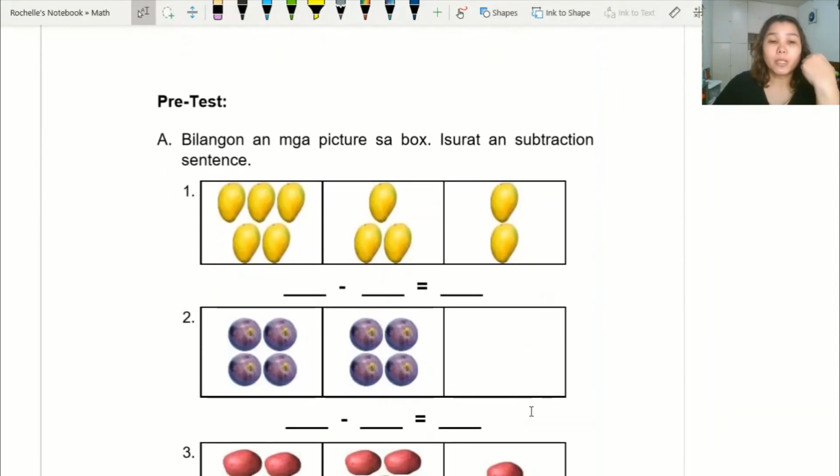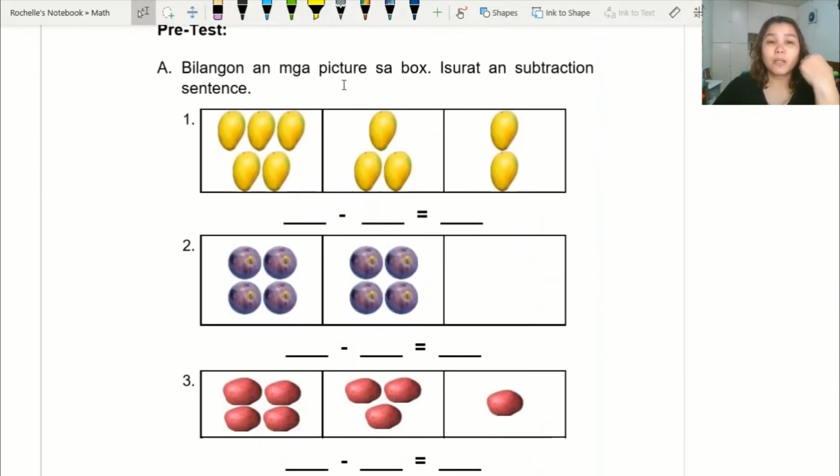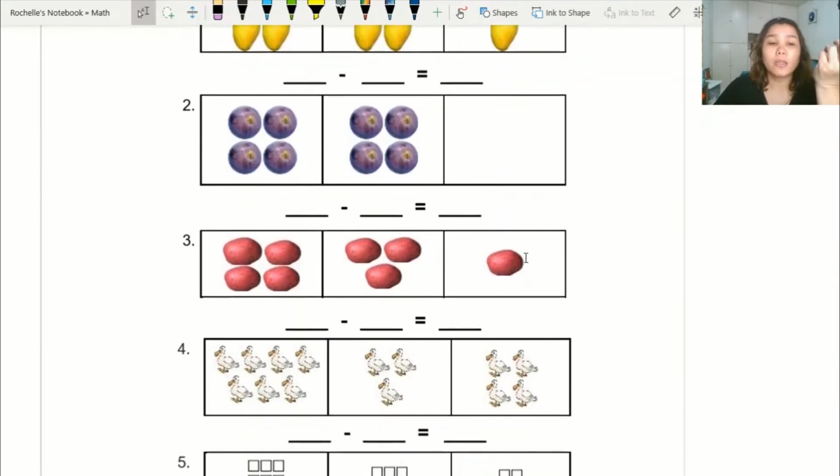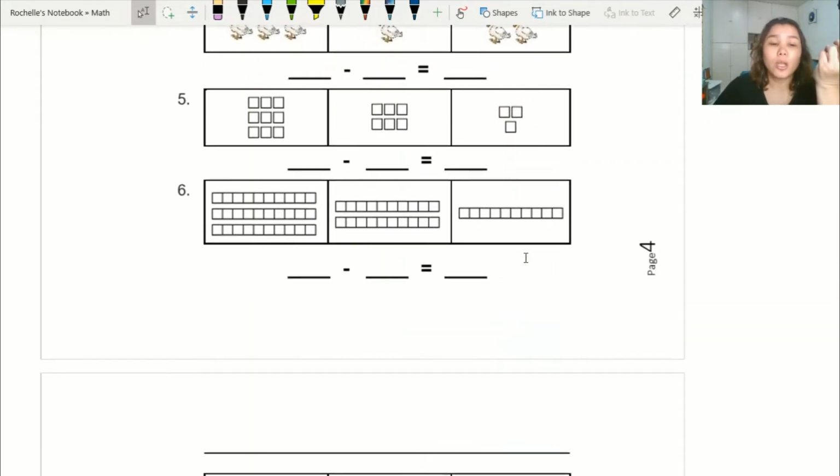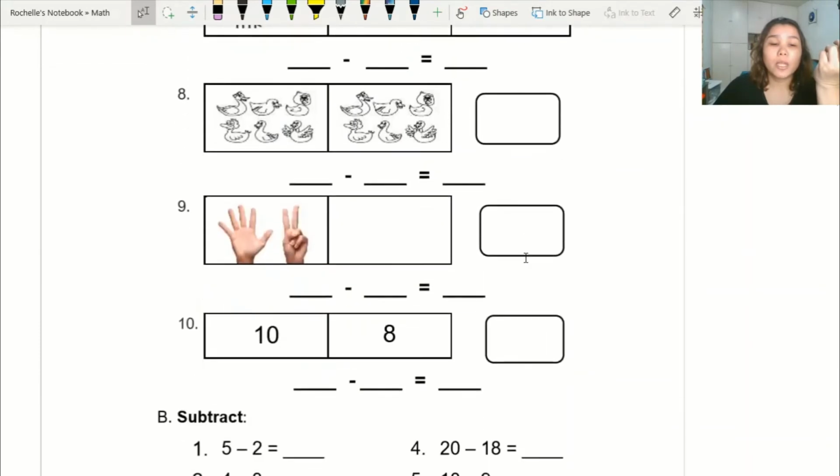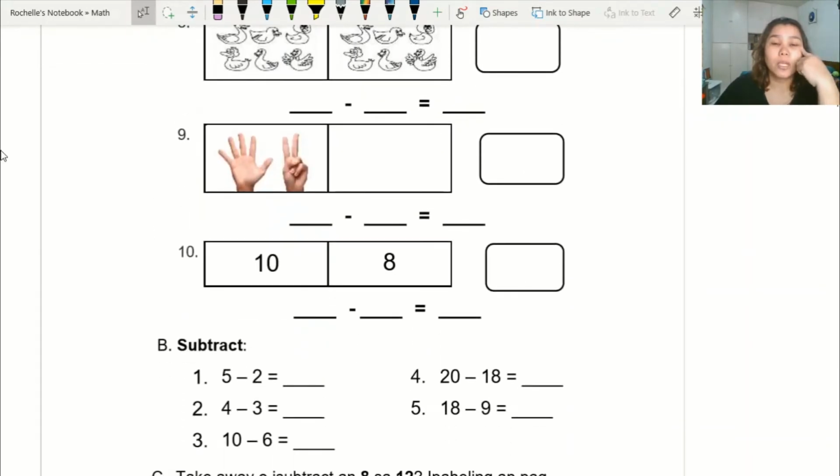Okay, for our pretest, part A, bilangon ang mga pictures sa box, isulat ang subtraction sentence. So, all you have to do is count them to complete the subtraction sentence below. So, this is for part A, numbers 1 to 10. Okay, so maki-pause para you can answer part A, numbers 1 to 10. And then resume when you are ready for part B.